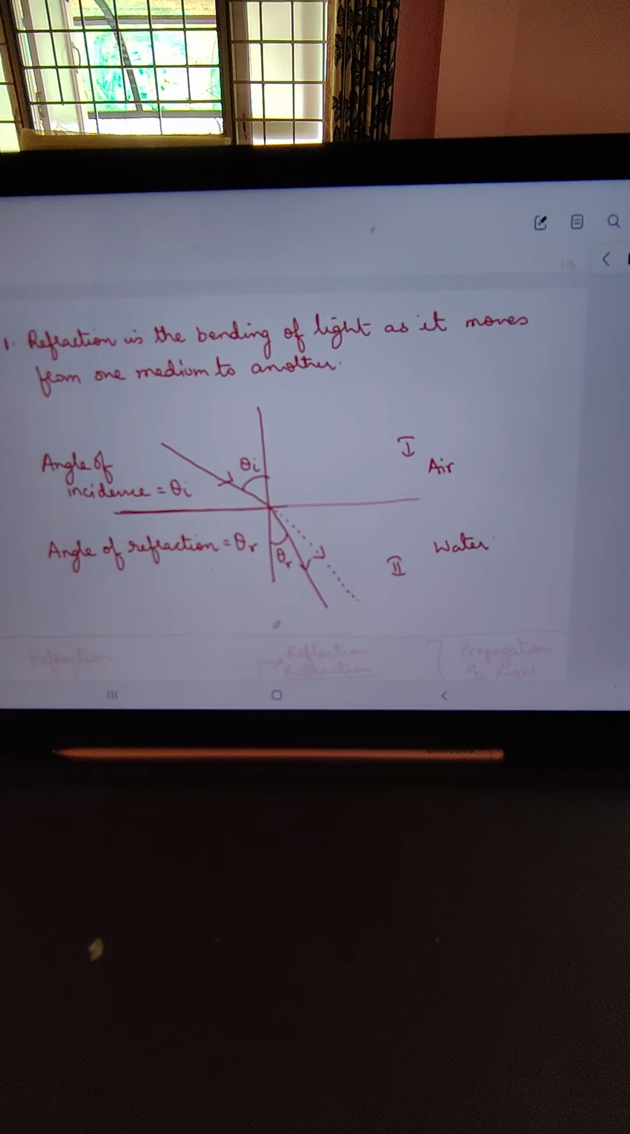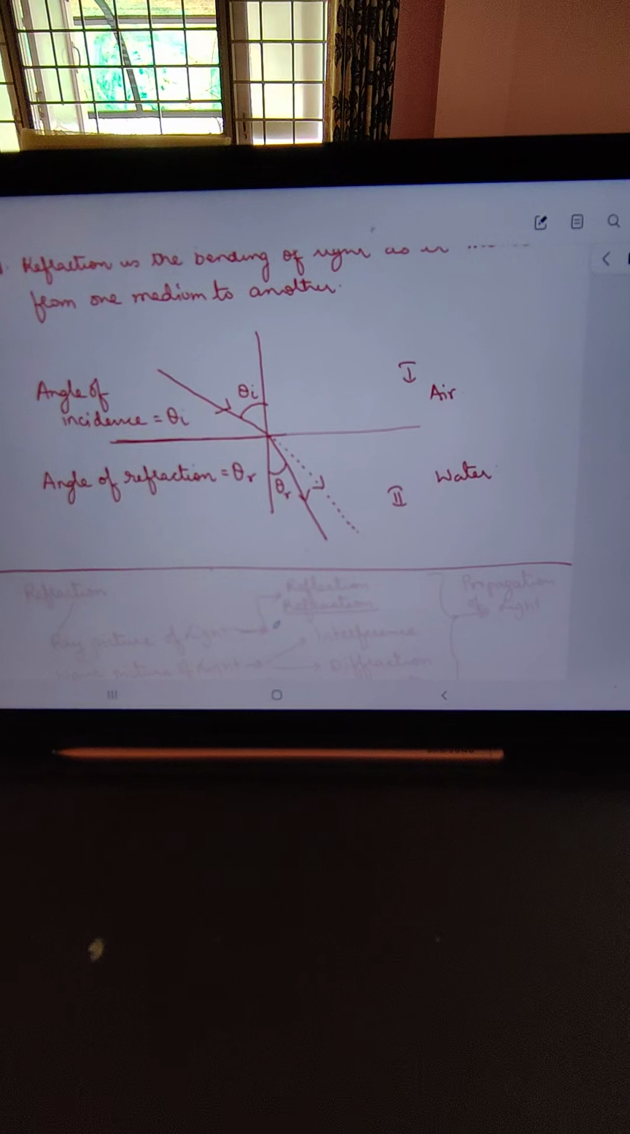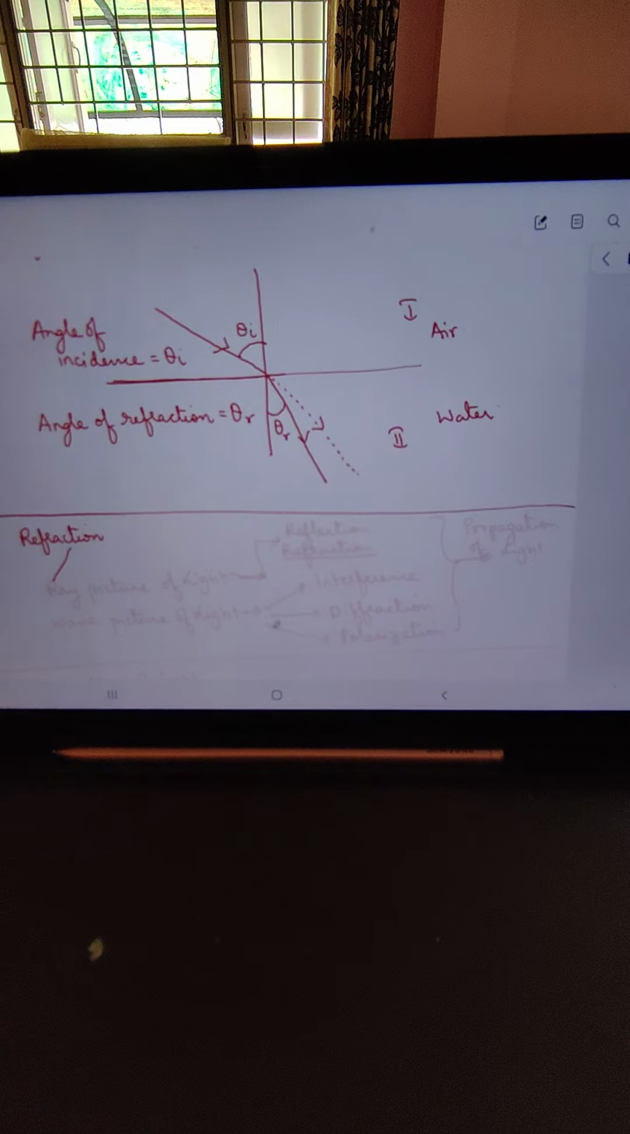It might also happen that it could bend away from the normal. We will get into the details later on, but at this point, while we are defining refraction, we are saying that the bending of light from its original path is termed as refraction. So I hope this is clear. Now, we have defined refraction with respect to a ray of light. But remember, we are going to study refraction within the domain of the ray picture of light.